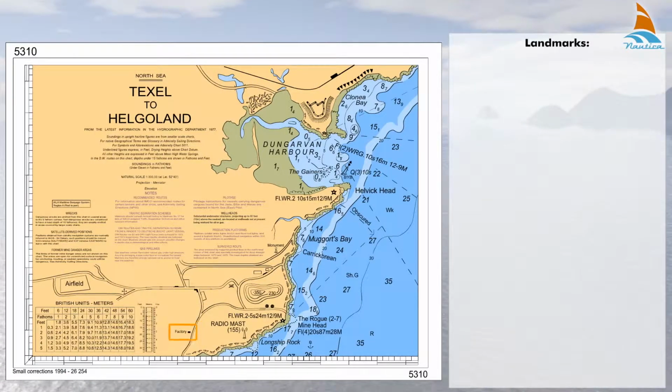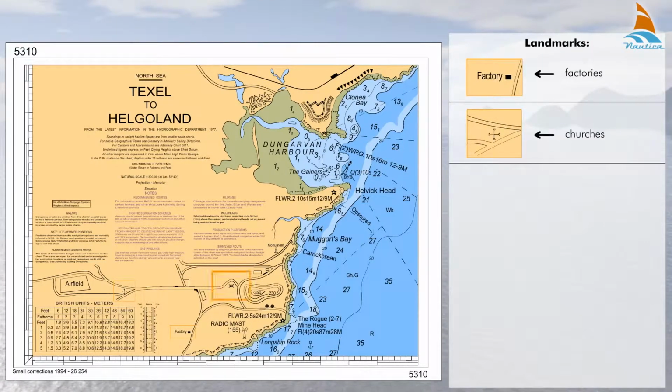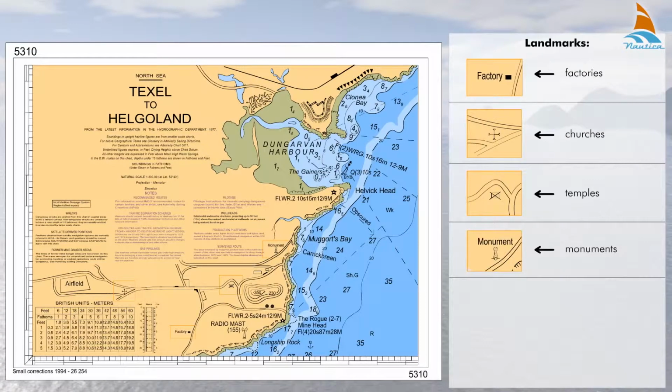Landmarks including factories, churches, temples, monuments, tanks, and forts.